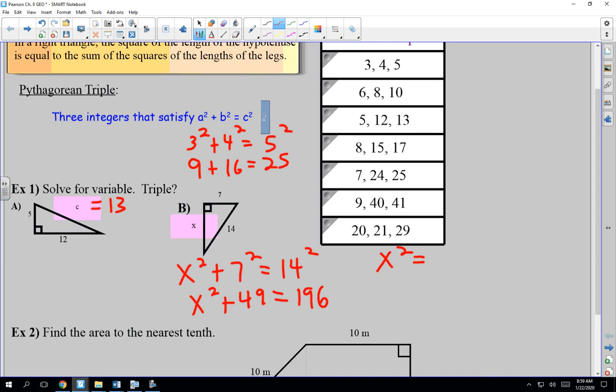Is 147 a perfect square? No. So here's where you have the choice, and this is where that little practice worksheet we did yesterday comes in. If it's a real life problem, it makes sense to change it to a decimal. You're not going to go to Home Depot and tell them, I need a board that is square root of 147 feet long, right? You're going to get a decimal approximation and then round it up.